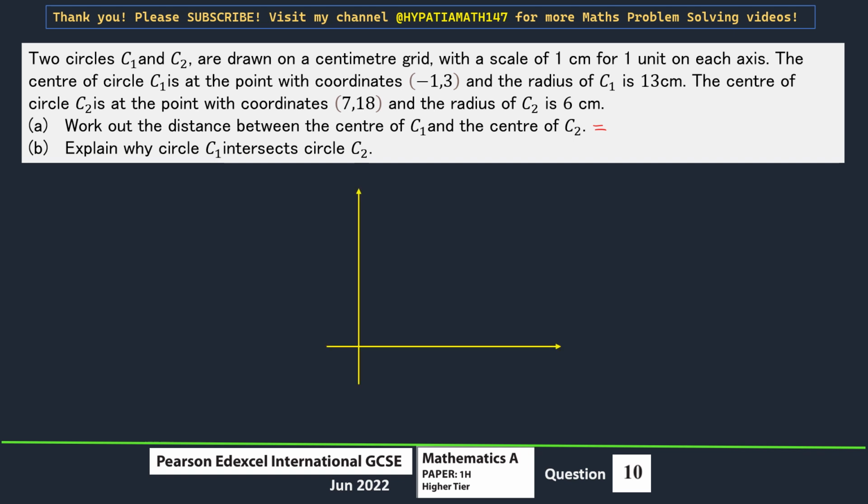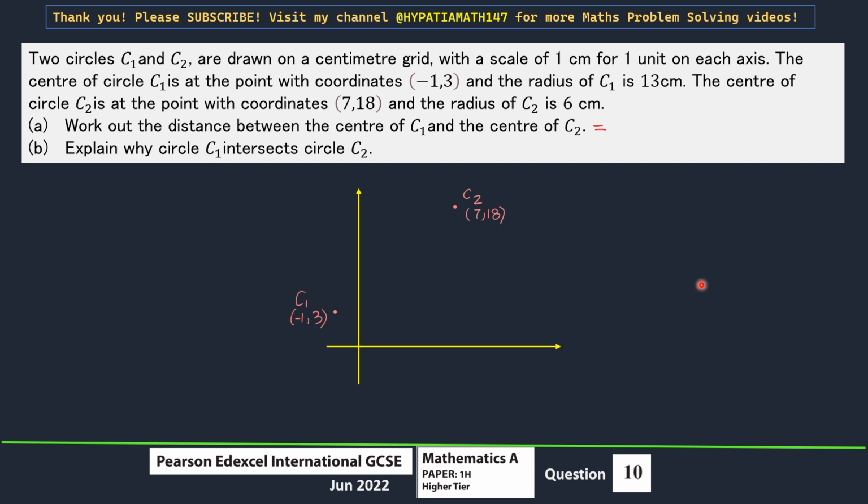The first thing I did is draw the coordinate axes. So that's the first step. Draw the coordinate axes, and then mark the centers. So C2 I drew, and then C1. C1 is (-1, 3) and C2 is (7, 18). So these are the two centers of the two circles. I haven't drawn the circles. I leave that to the viewer to draw on paper.